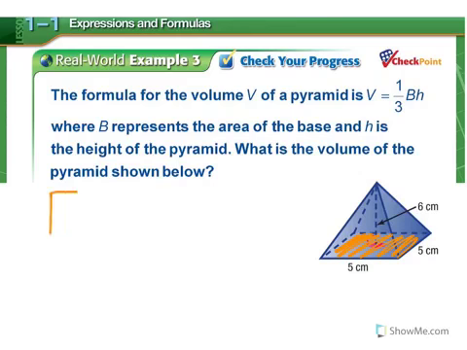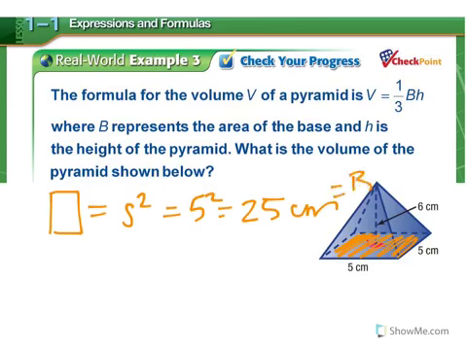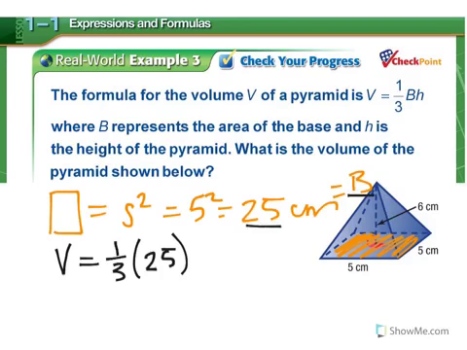Okay? So in order to find this area, we're going to take side squared, which is just 5 squared. That's 25 centimeters, and that represents big B. Okay? So the volume is equal to 1/3 times 25, because we replaced big B with 25, times the height, as we can see, is 6.